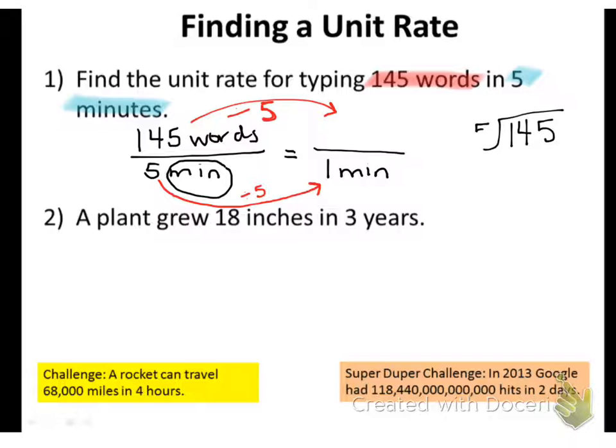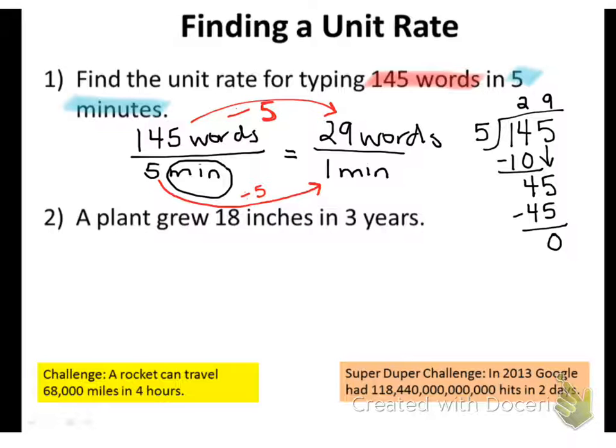divided by 5. 5 goes into 14 twice, and 2 times 5 is 10. 14 minus 10 is 4, and we bring down that 5. How many times can 5 go into 45? It goes in 9 times, and 9 times 5 is 45. 45 minus 45 is 0. So that means that this person can type 29 words in 1 minute. And that has a lot more meaning to us in 1 minute than it does to 5 minutes.